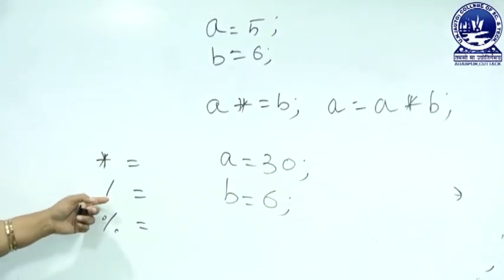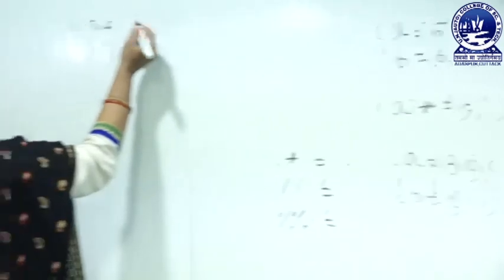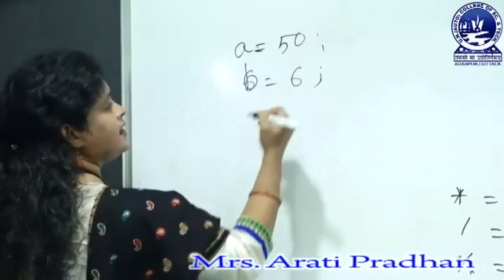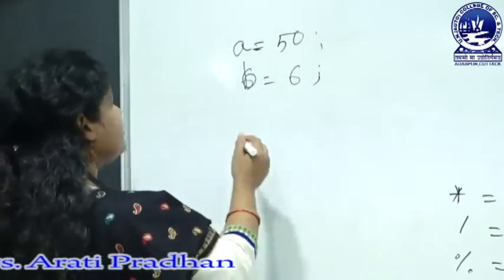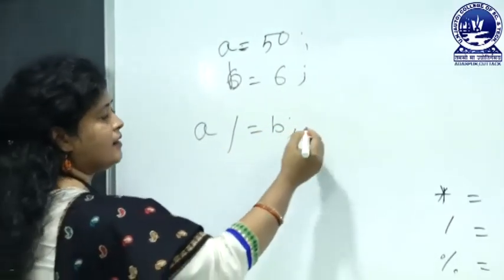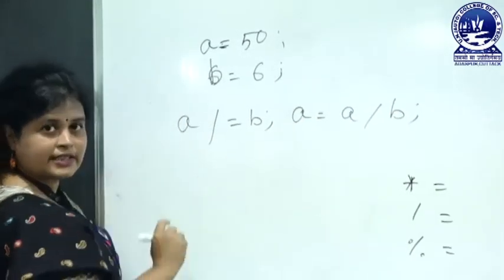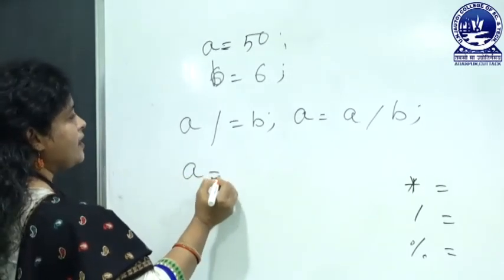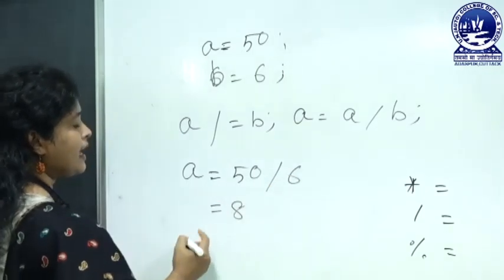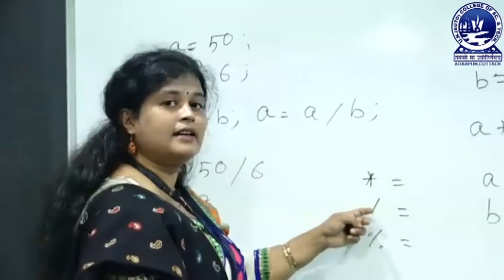Now we will move to the next one, division equal to. Suppose a value equal to 50 and b value equal to the same one, 6. Then if you are writing a division equal to b, it means that a equal to a divided by b, and after executing this statement, the output of a will be 50 divided by 6 equal to 8, and b equal to as usual 6. I hope you have cleared on this concept.